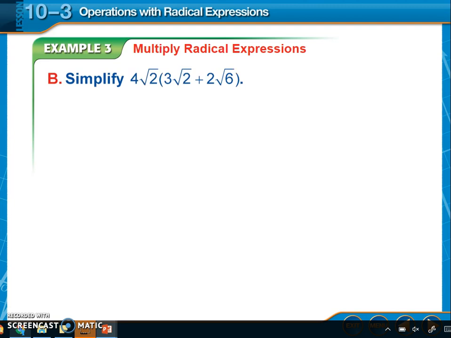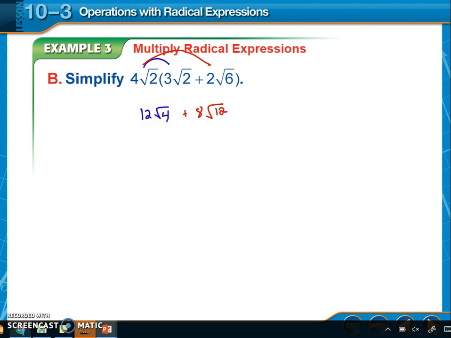For this one, I want to use the distributive property. So 4 square root 2 times 3 square root 2. Multiply 4 times 3 and I get 12. Square root 2 times square root 2 makes the square root of 4. So 4 times that 2 is 8. And square root 2 times square root 6 makes square root 12.